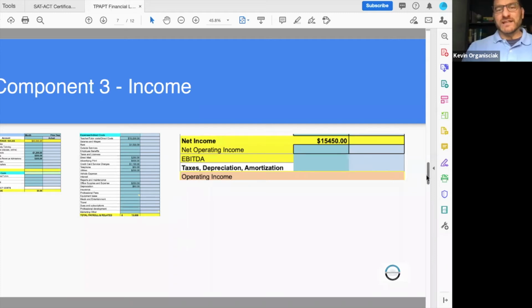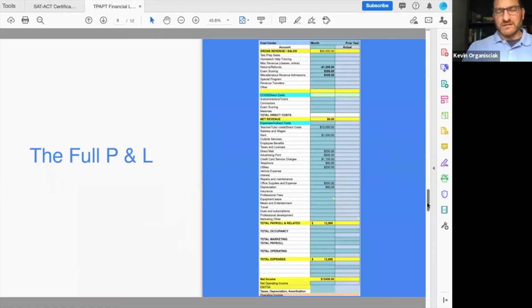Okay, so ideally, you're looking at a document like this once a month. So this is, I apologize for the size here. I was just taking some old P&Ls that I had worked on and screenshotting them. So the full P&L, you'll recognize the three components that we just went through. They're all here, right?